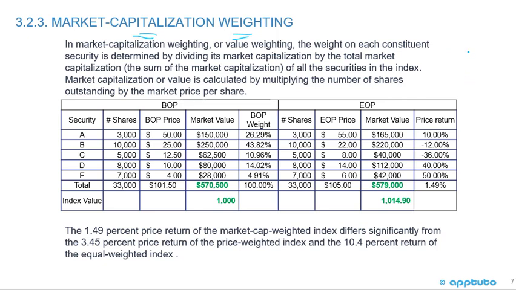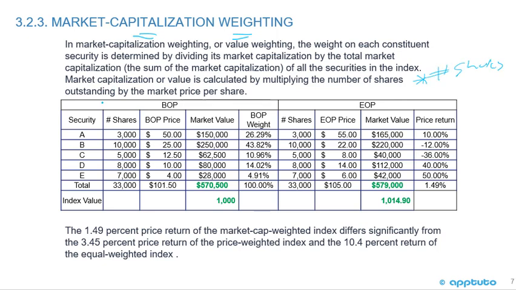The weight on each constituent security is determined by dividing its market capitalization by the total market capitalization, which is the sum of the market capitalization, okay, of all securities in the index. Market capitalization or value is calculated by multiplying the number of shares outstanding by the market price per share. Well, I think doing the CFA Level 1, you should know how to calculate market capitalization. It's the number of shares times the price, okay?